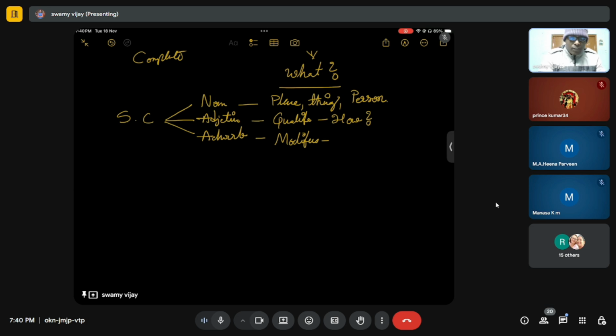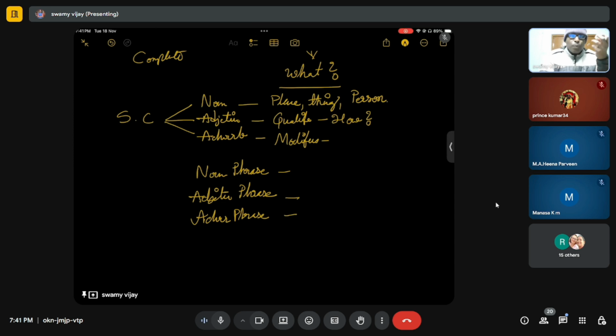Now, what is a noun clause? Before that, let us understand what is a noun phrase, what is an adjective phrase, what is an adverb phrase. A group of words which are part of a sentence and act like a noun is called a noun phrase. A group of words which does the work of an adjective is called an adjective phrase. A group of words which acts as an adverb in a sentence is called an adverb phrase.